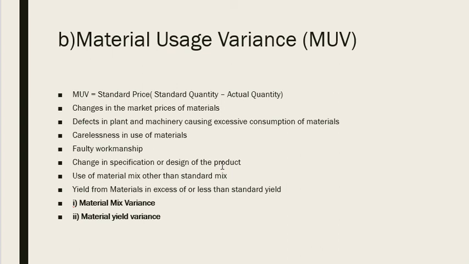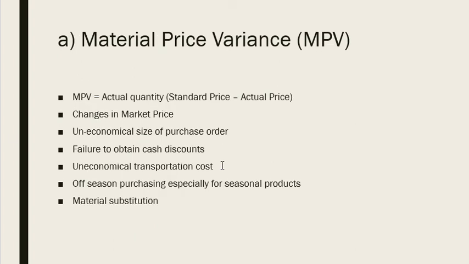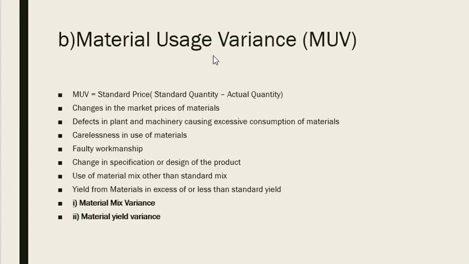So we concentrated on the price, where the formula for it was actual quantity into standard price minus actual price, because we concentrated on the price. So in the next problem, it is usage, that is the quantity you are using and what is the difference in the quantity. That is nothing but standard price into standard quantity minus actual quantity.